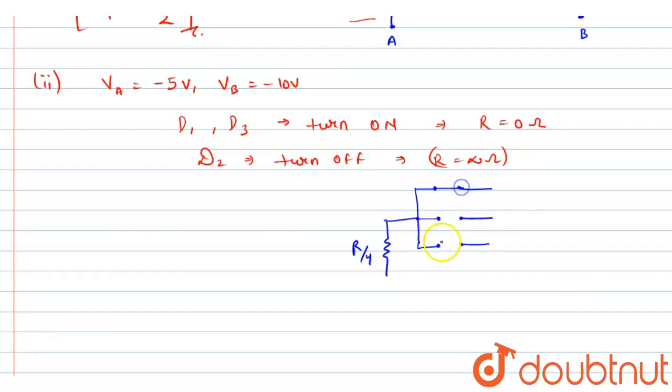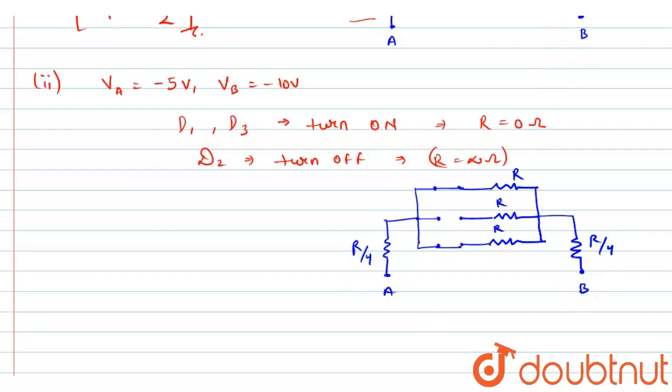Okay, so this I will short circuit, and further we have resistance R in series in all the three branches. This is R and R. Further it is R by 4 ohms, and this is in between A and B.